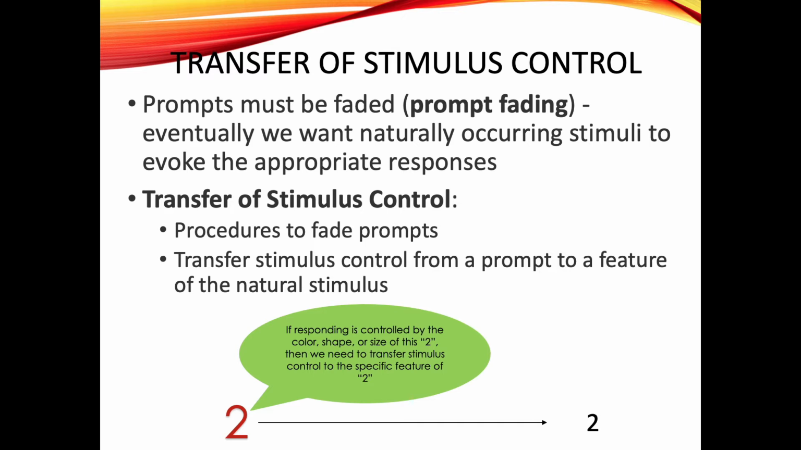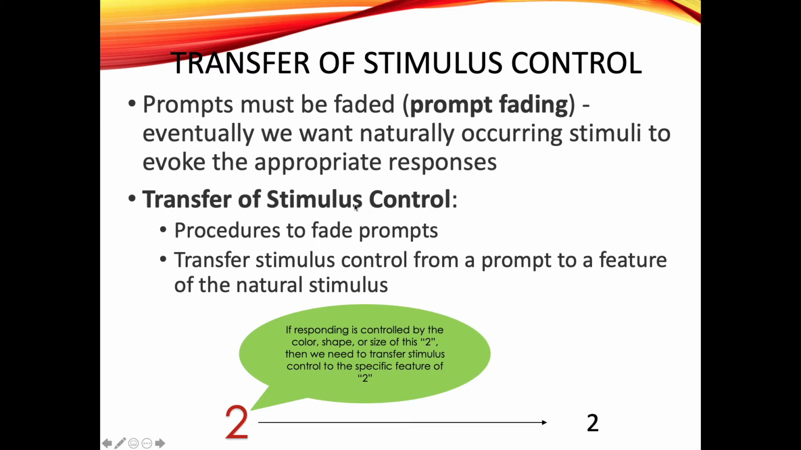We want the natural stimuli or contextual stimuli to control the response. So we have to fade these prompts out, and that can be difficult. I'm sure all of you have heard the term prompt dependence. You've taught one of your clients how to do something, but they're dependent on the prompts to do it. And you cannot, or you're having difficulty fading those prompts.